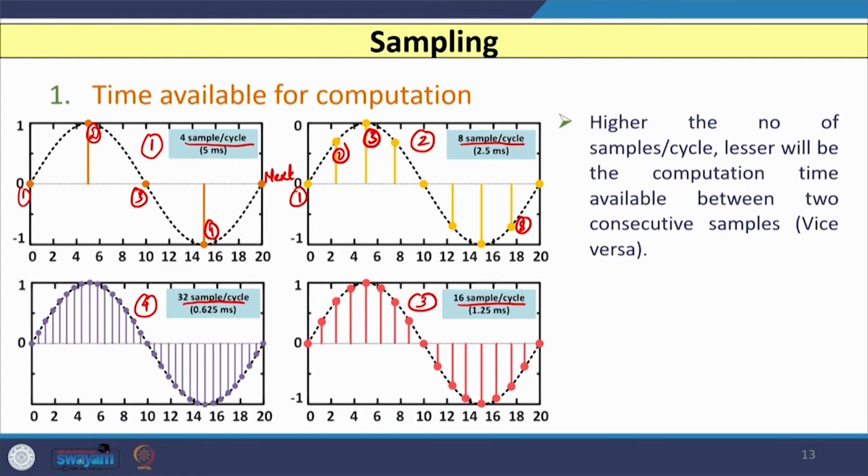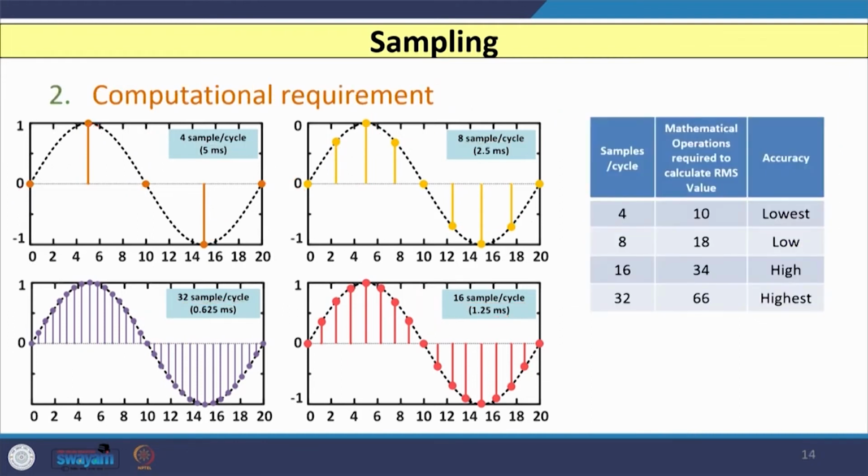This time reduces further if you go to the third waveform, where you have to acquire 16 samples, each at 1.25 millisecond, and in the fourth graph you have to acquire 32 samples, each at 0.625 millisecond. So, you can see that the higher the number of samples in a cycle you acquire, the lesser will be the computation time available between 2 consecutive samples, and this is a very important point.